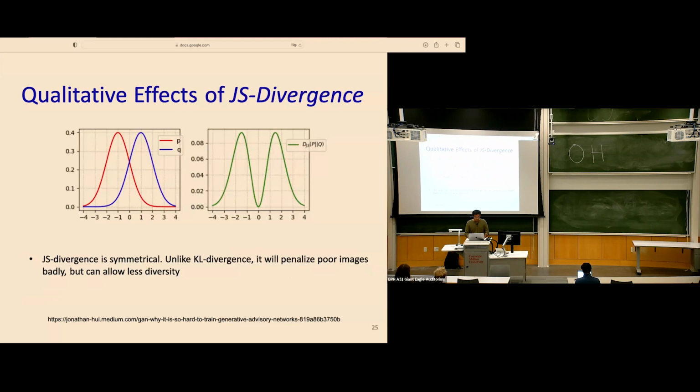And the JS divergence, on the other hand, is symmetrical, and it allows for less diversity, but heavily penalizes poor images. So we can see that when P of X is 0, there is still a high penalty. So the generator part trained using JS divergence will produce high quality images, which resemble the original training data, but we will often see less diversity. And there are some exceptions to this, so I will refer you to the blog and the original paper to read about those.